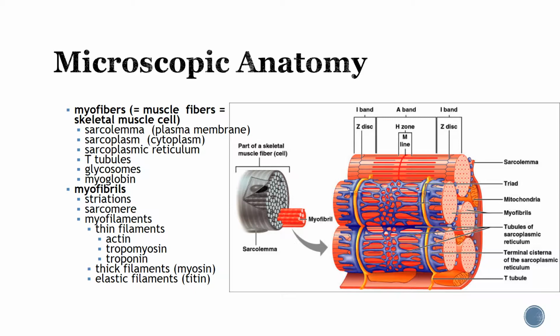A myofibril is what causes the striations, which are the colored bands formed by the arrangement of thin and thick filaments. You have the sarcomere, and then you have different types of myofilament. You have thin filaments, which are actin, tropomyosin, and troponin. And then you have a thick filament, which is myosin, and you have elastic filament, which is titin.